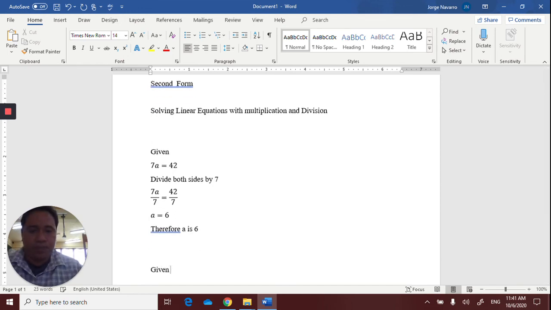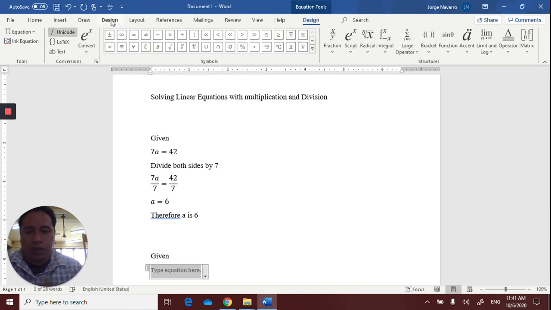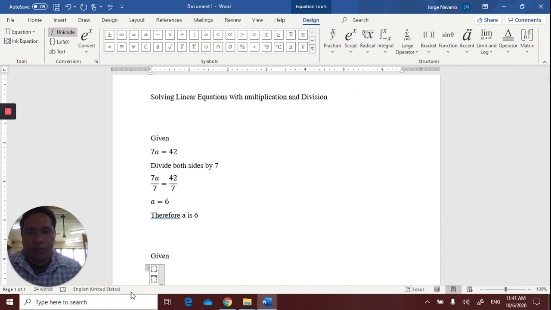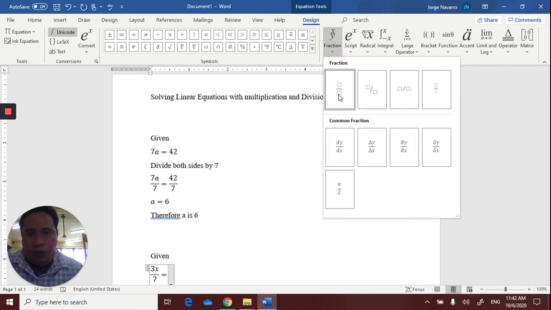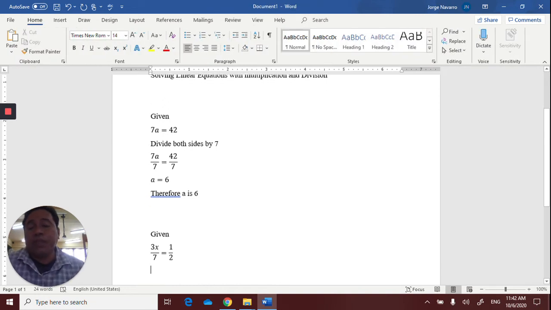Let's look at another example. This time the question is a fraction, and we're dealing with a division. It says 3x over 7 is equal to a half. So I'm dealing with division, and since I'm dealing with division, that means I need to get rid of the denominator.